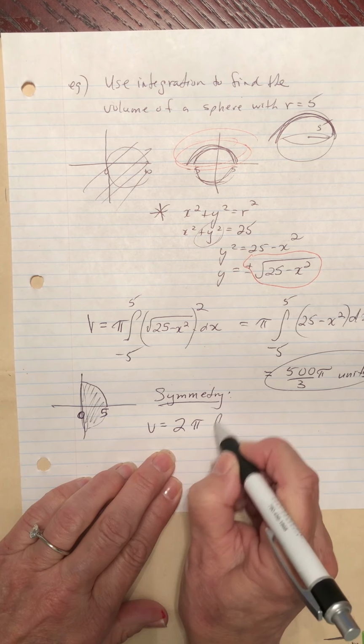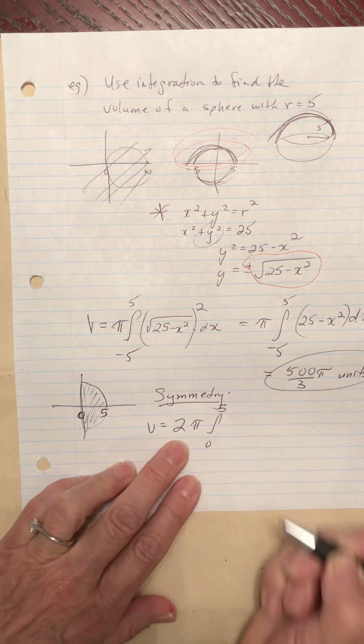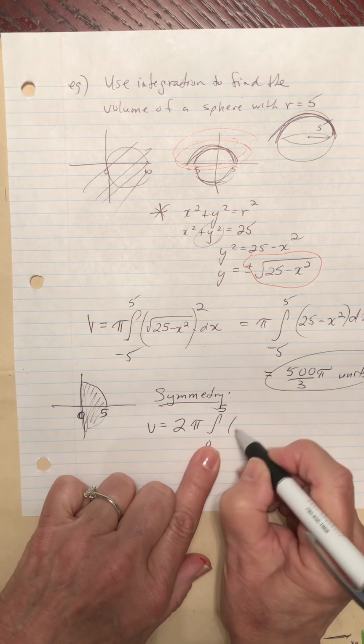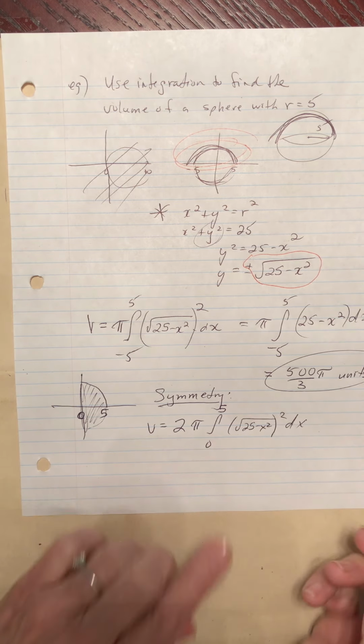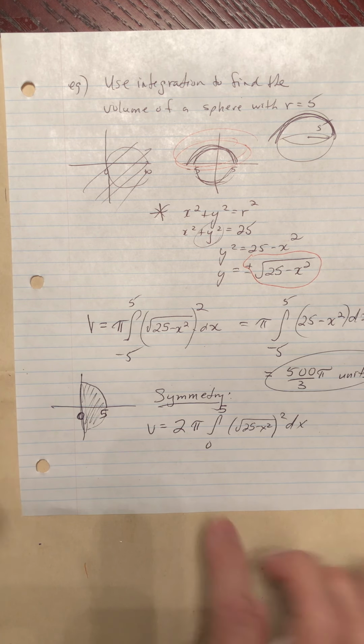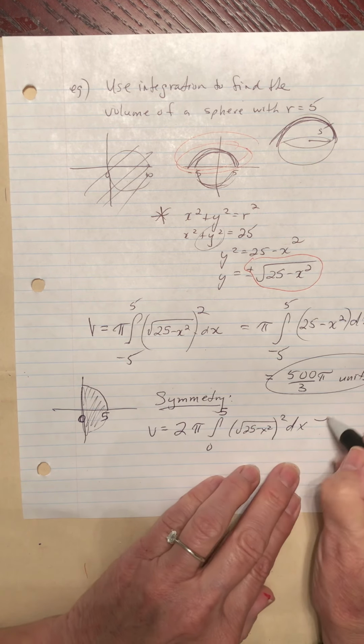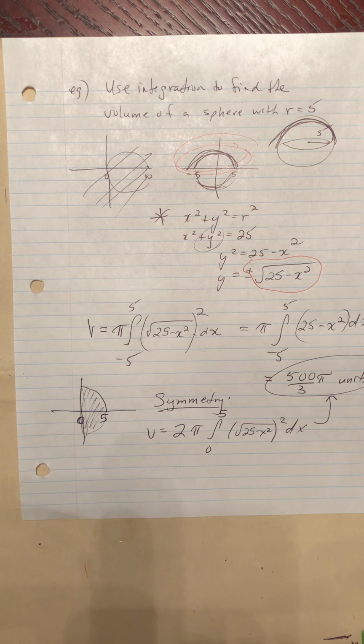You still have your pi, but now you're going from 0 to 5. And what do you have? You still have the formula squared. So doing the integration for this will be less work. Are you going to get the same answer? Yes, you're going to get the same answer.